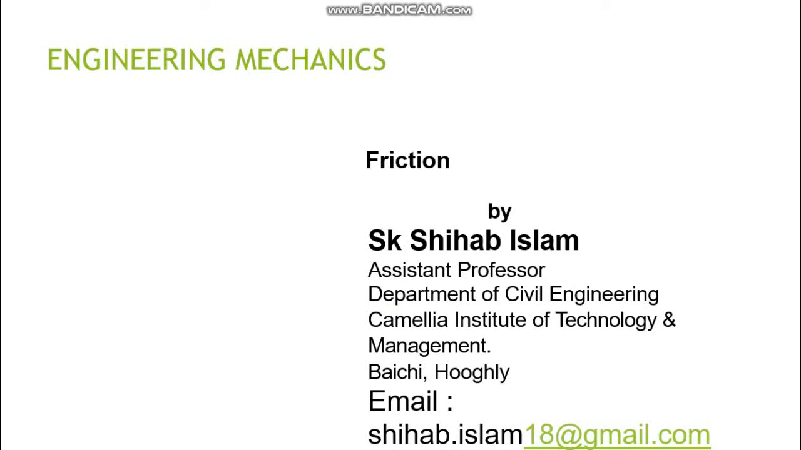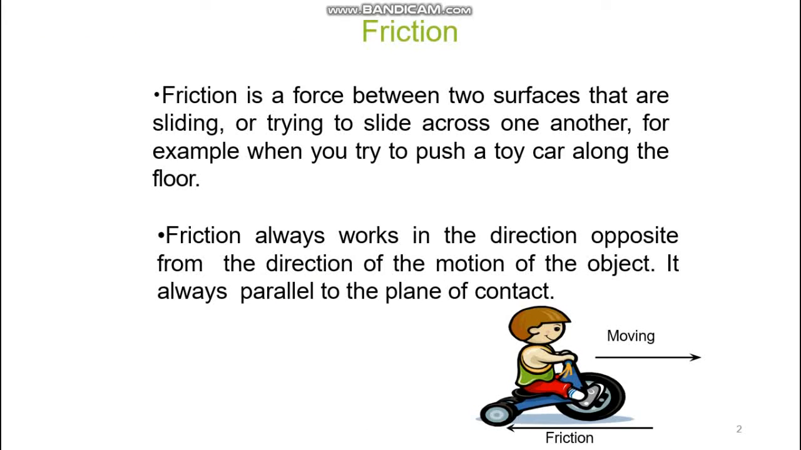So now, what is friction? Friction is a force between two surfaces that are sliding or trying to slide across one another. For example, when you try to push a toy car along the floor, friction always works in the direction opposite to the direction of the motion of the object. It is always parallel to the plane of contact. Here you can see a kid moving on a bicycle, and the friction is directed to the opposite side of the motion.